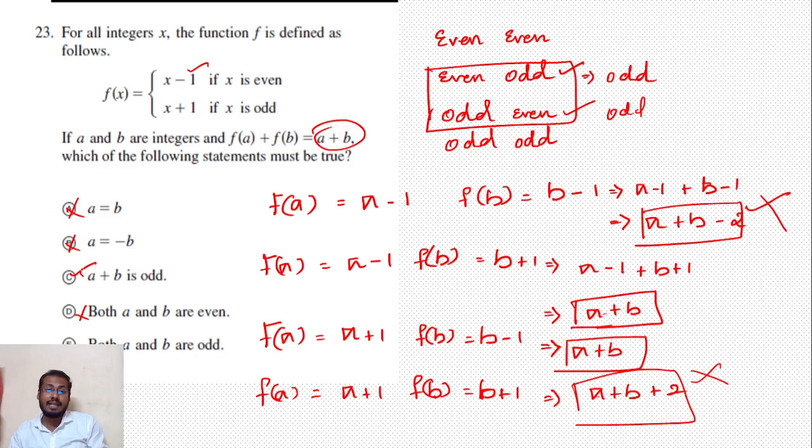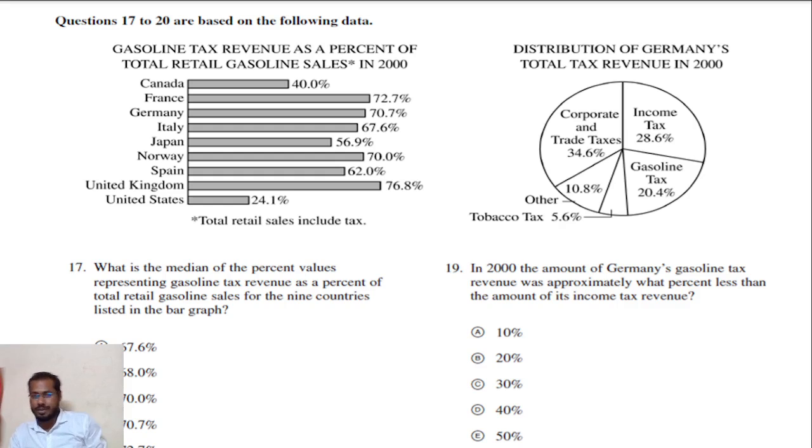Here they are asking about the sum. A plus b is odd. So even plus odd, you will get odd. Odd plus even, you will get odd. So these are the two possible ways. I hope you understand this question. Let's move to the next question.